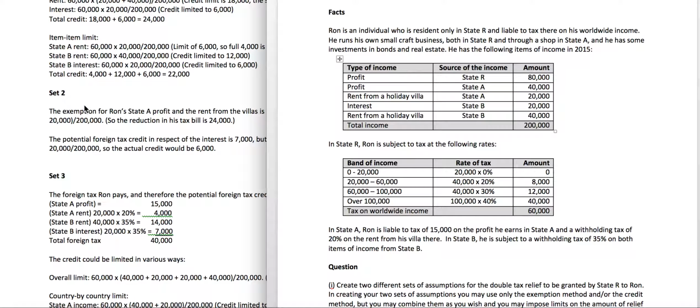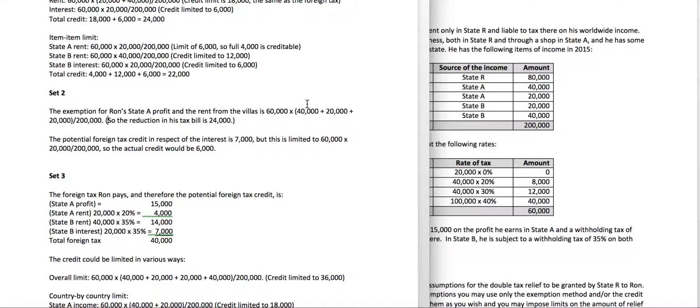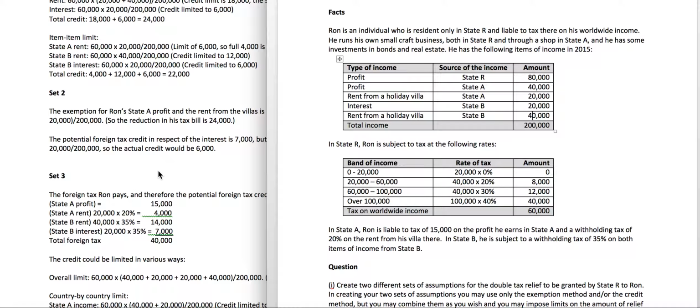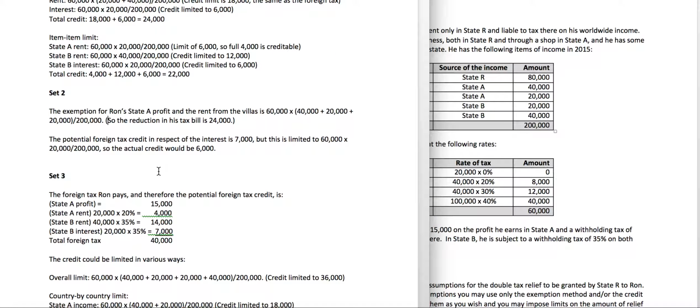So basically what we're doing over here, we've got the 40, 20, 40. Yeah, 20, 20, 40, 40. Wait, no. Yes. Yeah. So the reduction in his tax bill is 24,000. The potential foreign tax credit in respect to the interest is 7,000, but this is limited to 60,000 times 20,000 divided by 200,000. So the actual credit would be 6,000.